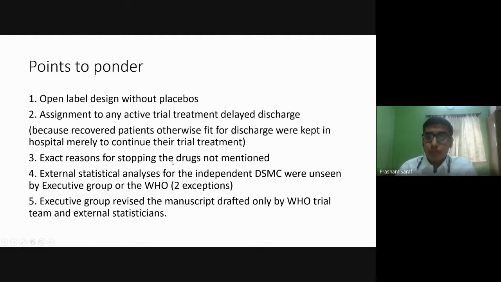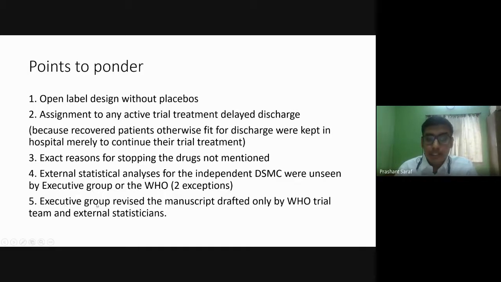So exact reasons for stopping the drugs were not mentioned. Like the 3 drugs were stopped, but the exact reasons were not mentioned. It was only written that the drugs were futile, the results were not good, so they were stopped. The external statistical analysis for the independent DSMC, which stands for the Data and Safety Monitoring Committee, was unseen by the executive group of the WHO. This is a good point, but with 2 exceptions. That is, when the interim results of lopinavir and hydroxychloroquine were available, this executive group requested unblinded statistical analysis. So this is also a point which we should keep in mind.